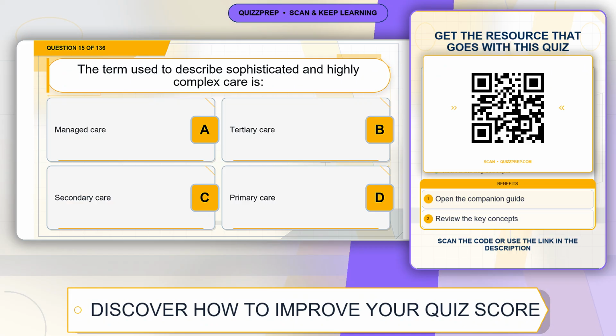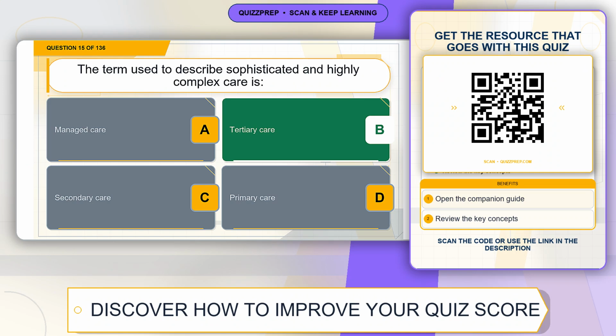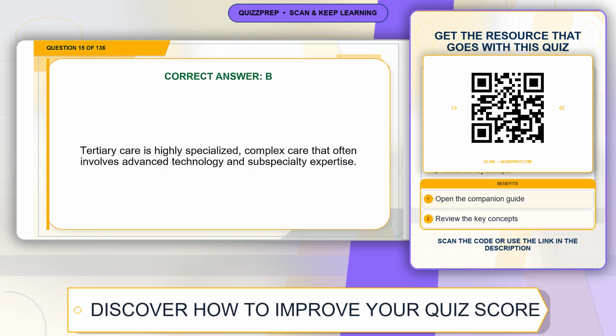Question 15. The term used to describe sophisticated and highly complex care is option A, managed care. Option B, tertiary care. Option C, secondary care. Option D, primary care. The correct answer is option B, tertiary care. Explanation. Tertiary care is highly specialized, complex care that often involves advanced technology and subspecialty expertise.